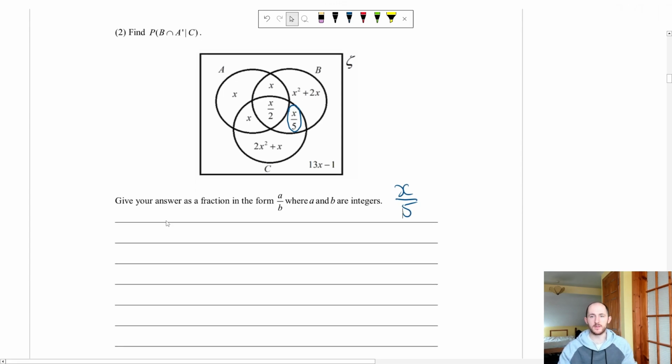Okay? And if you want to get a mark, kind of cheekily, you can literally just write this equals x over 5. And then once you work out x, you sub that in, you get your final mark. So the question is, how can we work out x?